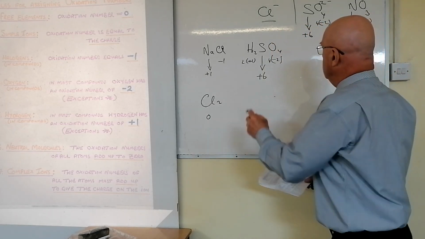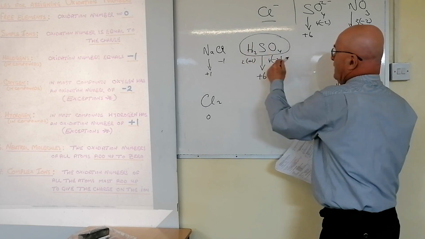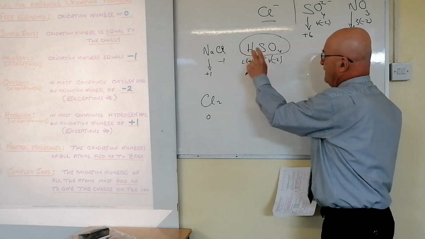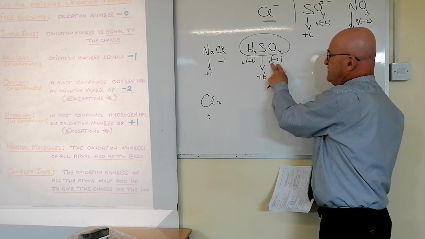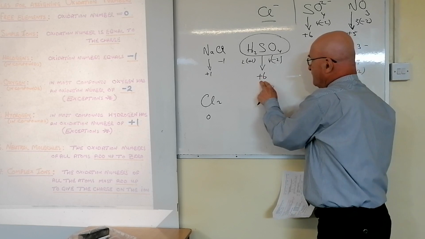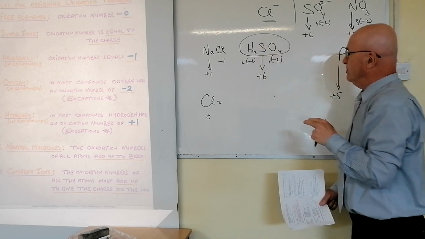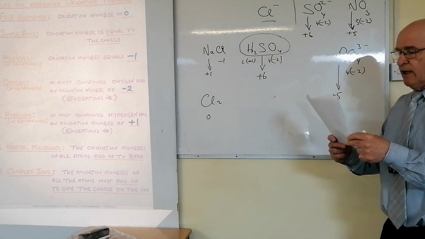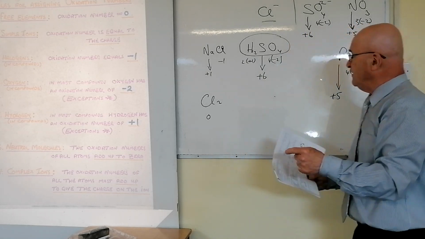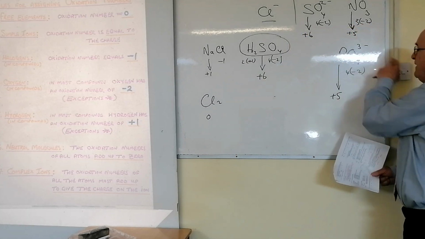A neutral molecule must add up to 0. That's a rule. -8 + 2 is -6, so that must be +6 and -6 to give you 0. Very good. And the last thing, complex ions: the oxidation numbers must add up to the charge on the ion. The charge on that ion is -3.